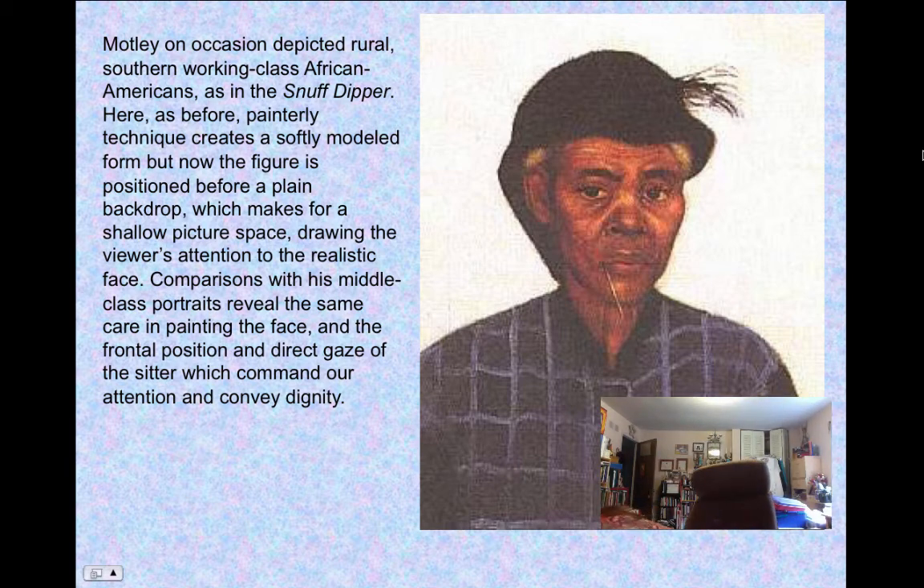I'm getting my cat because she's trying to jump on my lap. Here's my cat. She's going to get impatient in a moment, aren't you? So listen to my art history lecture.